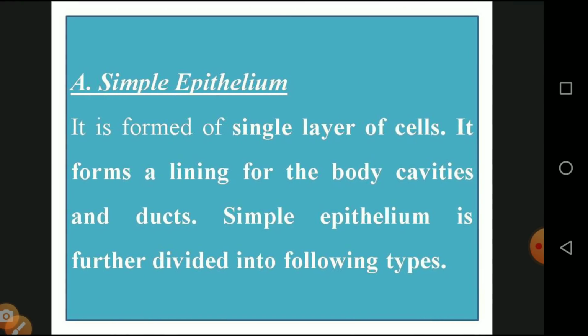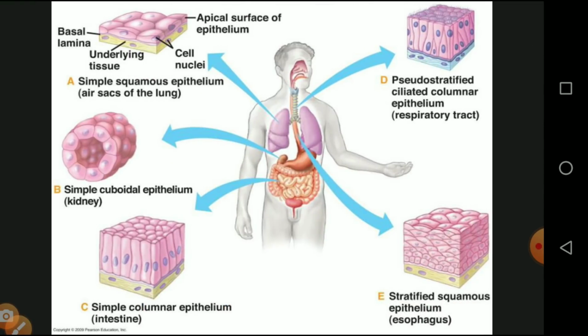Simple epithelium is formed of a single layer of cells. It forms the lining for the body cavities and ducts. The simple epithelium is further divided into the following types. Then the diagrammatic representation explains the various types of simple epithelium: A, squamous epithelium; B, cuboidal epithelium; C, columnar epithelium; D, ciliated epithelium; and E, glandular epithelium.